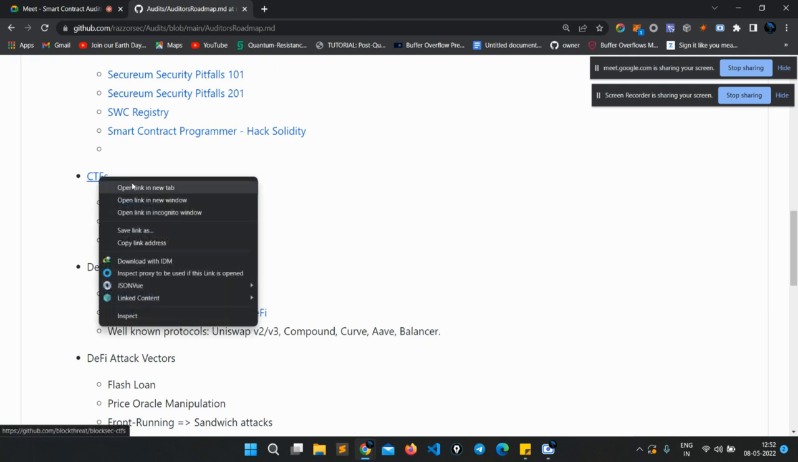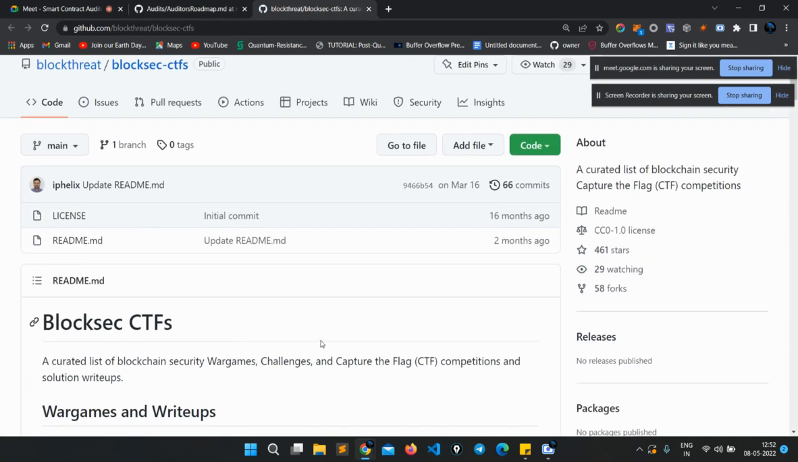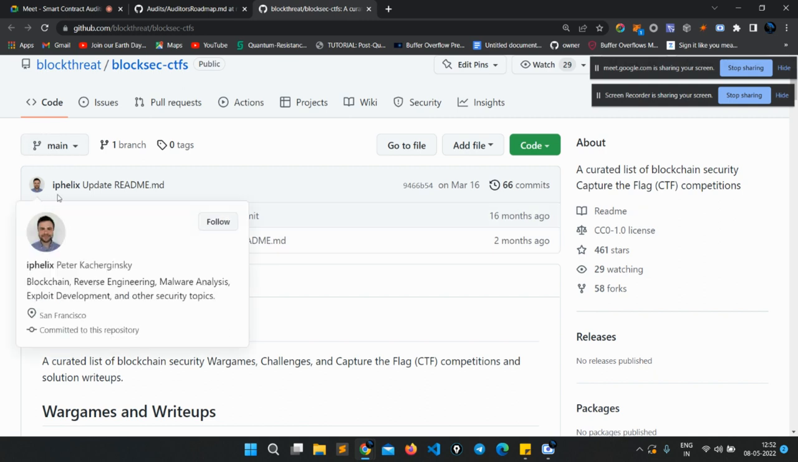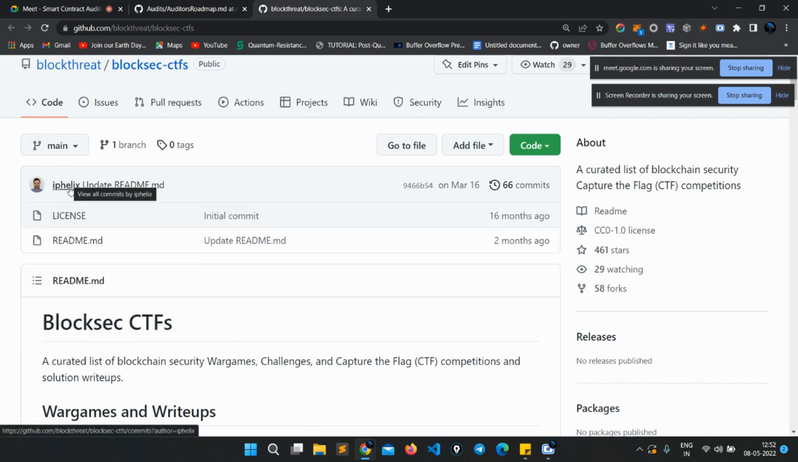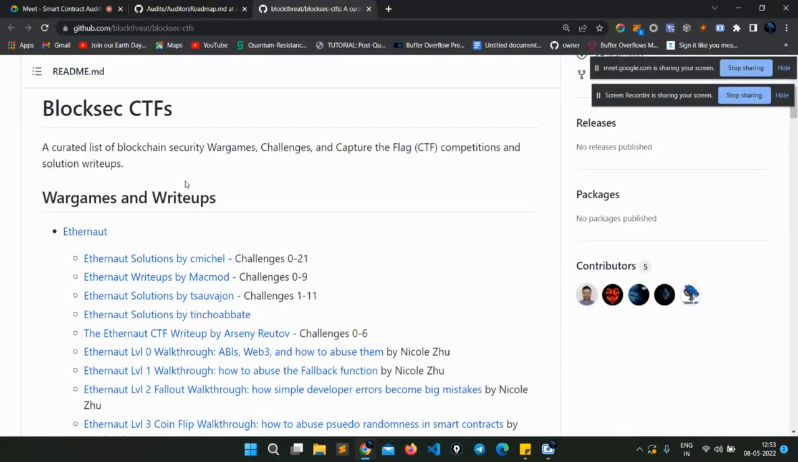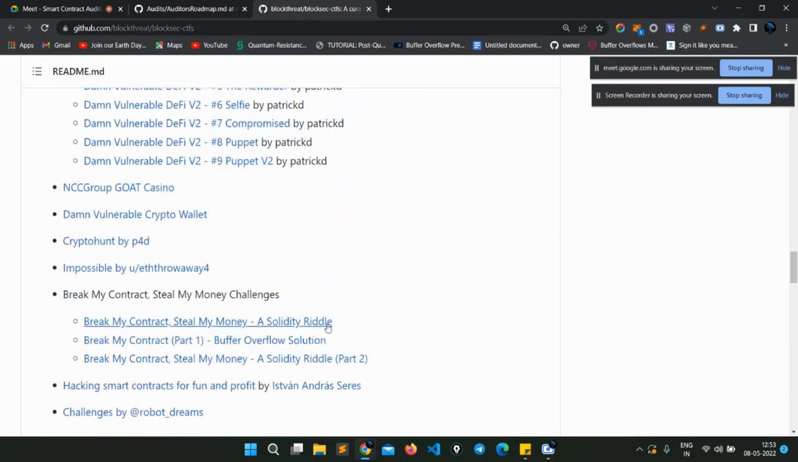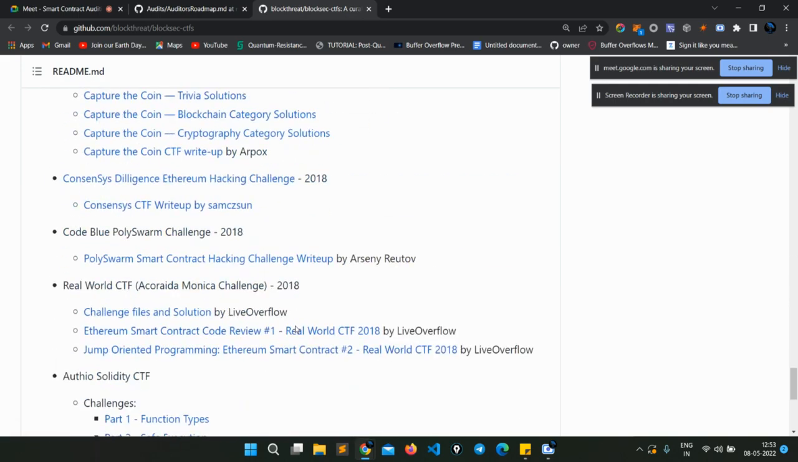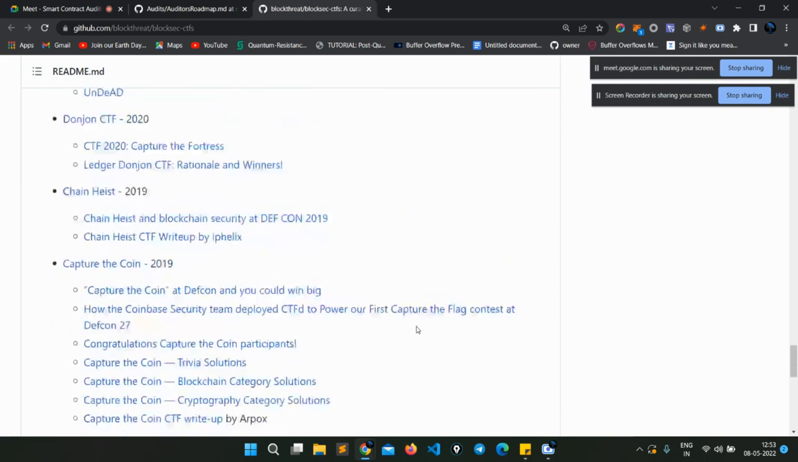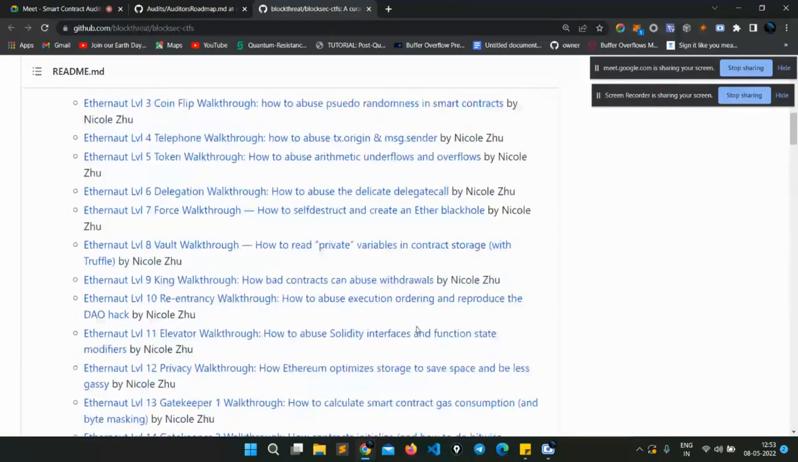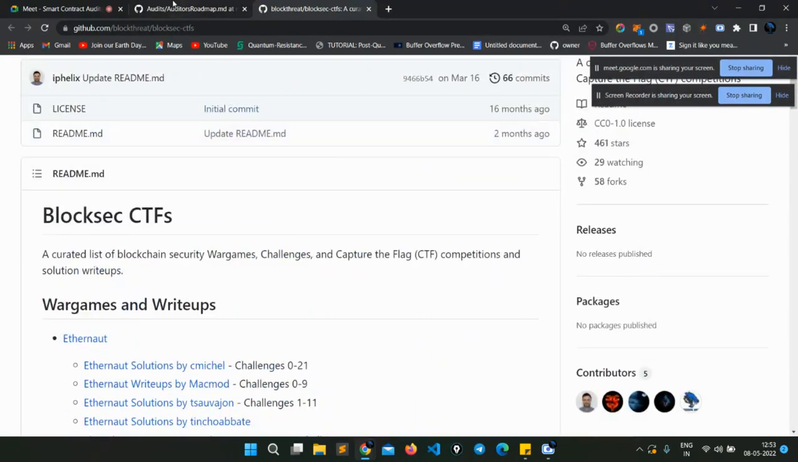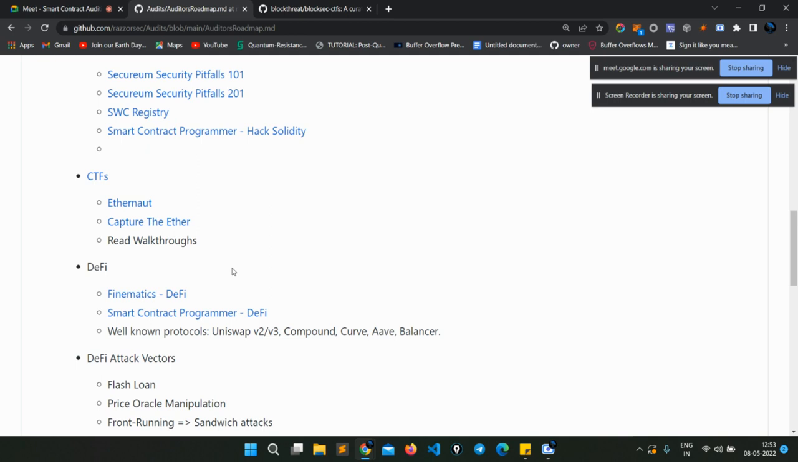So this is a CTF repository covers. This is Peter's repository. Peter is also a very well-known security researcher in the blockchain space. He has written down all the available CTFs as markdown, so you can always follow them. But as we are starting, we are not supposed to go into each and everything. Two of the most important ones are Ethernaut and Capture the Ether.